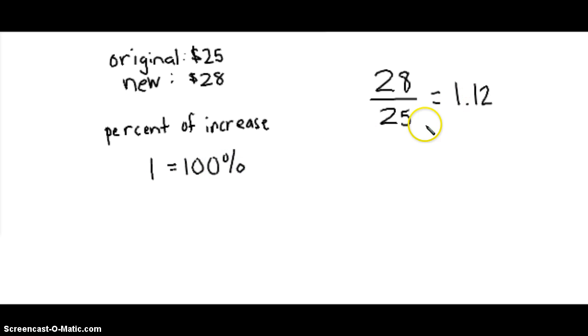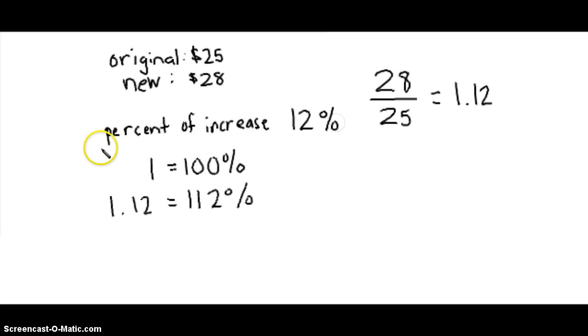So 1.12 is going to equal 112%. So if I went from 100% up to 112%, that means I increased 12%. I have a percent of increase of 12%. And that would be my final answer for that problem.